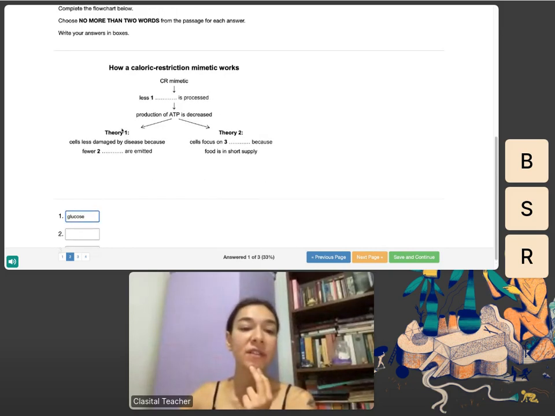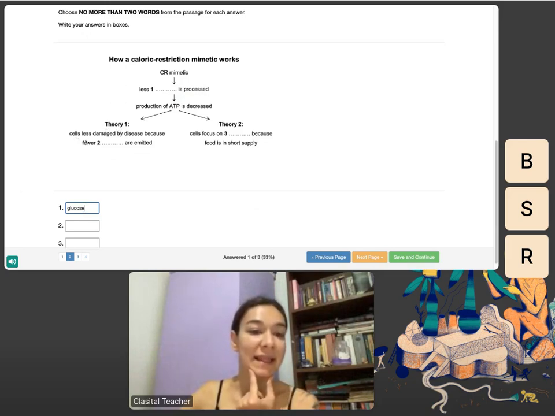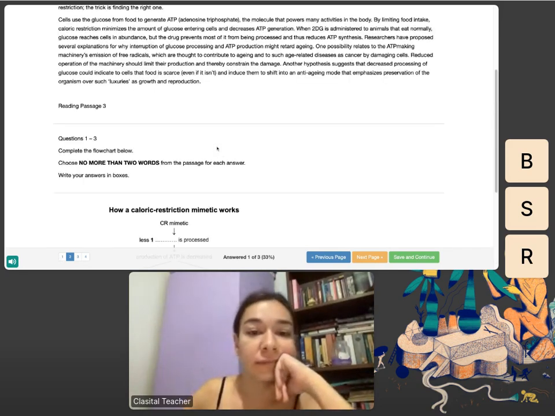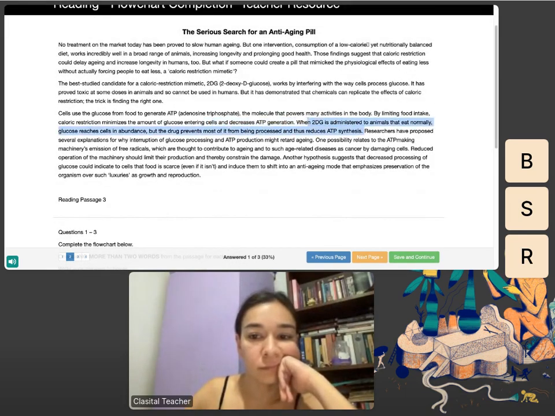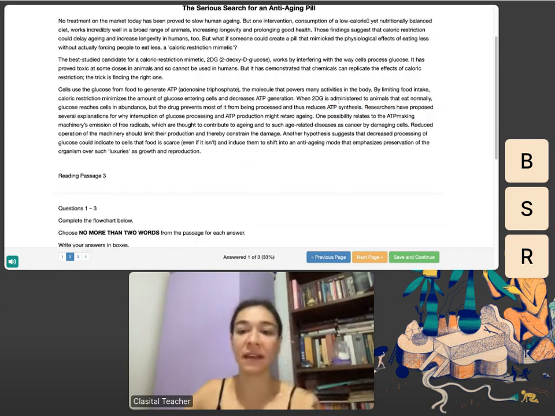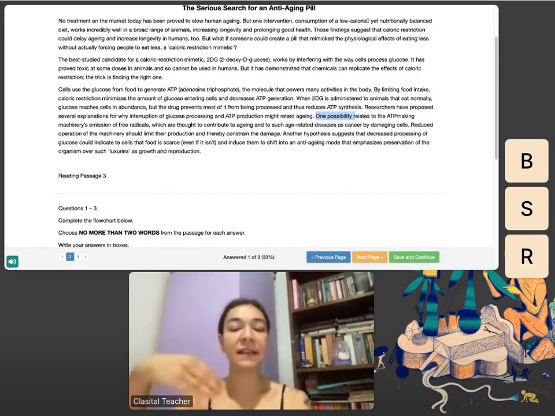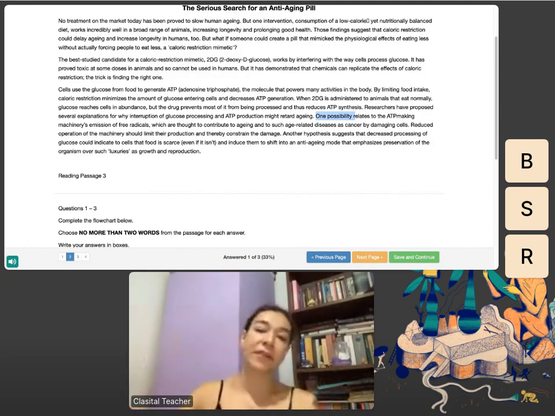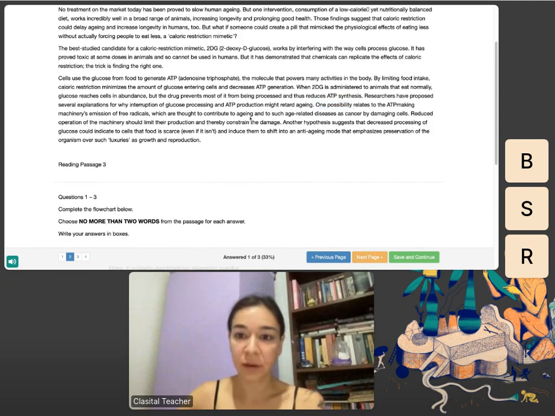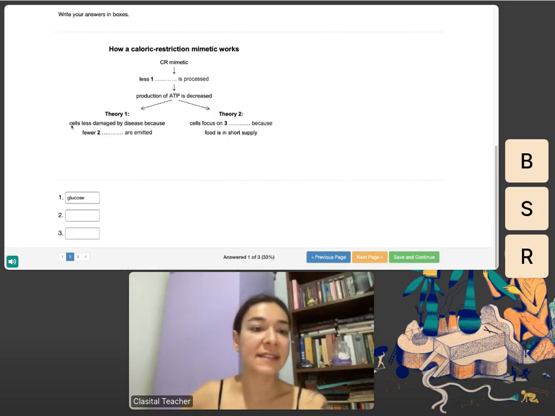Okay. Now I am looking at question 2. It says theory 1, cells less damaged by disease because fewer blah blah are emitted. So I will look for a noun. I will look for the keywords. I'm looking for the paraphrasing and synonyms, and I can take that possibility as theory. Yes, one possibility relates to ATP making. Let's see the question again.